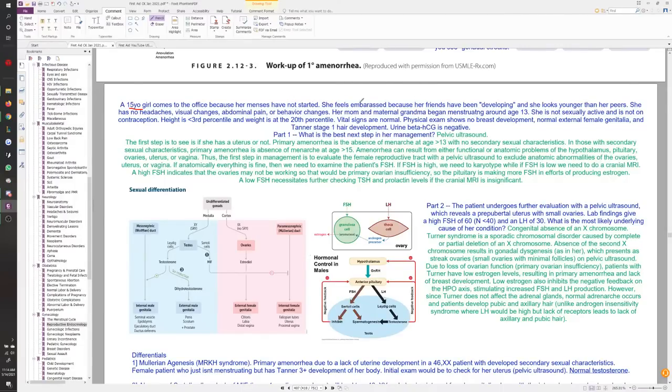However, she feels embarrassed because her friends have been developing and she looks younger than her peers. So it seems like breast development might not be there. She has no headaches, visual changes, abdominal pain, or behavioral changes.